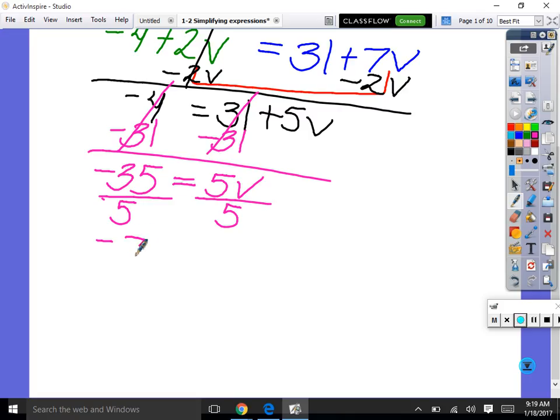-35 divided by 5 is -7. And now our 5's divide out to be 1, so we have 1v. Isn't 1 just the same thing as 1 times v, which is just v? Guys? So we have v equals -7.